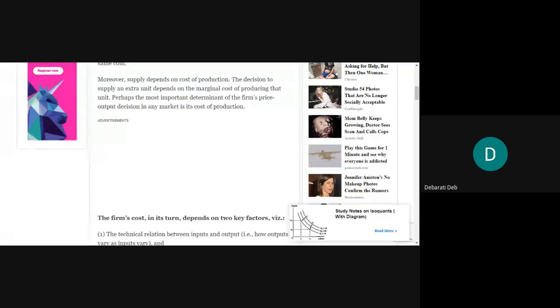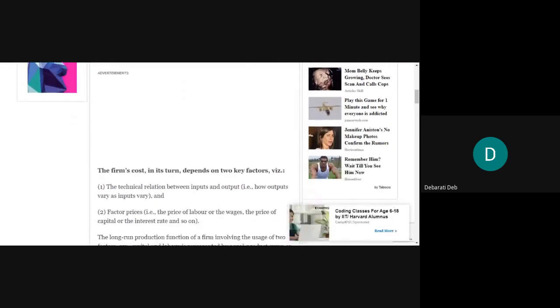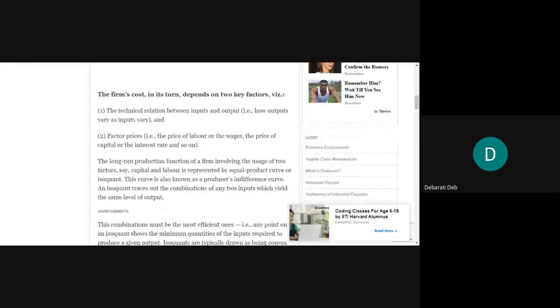Perhaps the most important determinant of the firm's price-output decision in any market is its cost of production. Whatever you want to decide, your profit, your revenue, the price-output relation, what is going to be the price of the product, then what is the exact amount of output you're going to supply, everything is dependent on the cost of production. So cost is the most important thing.